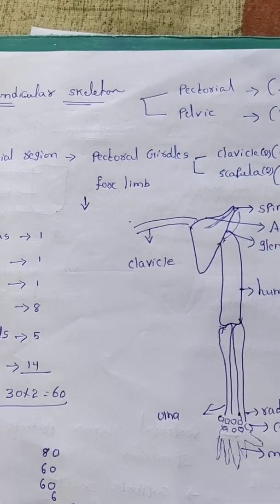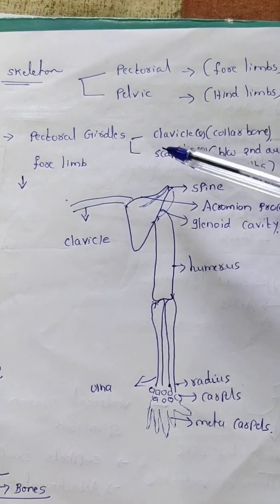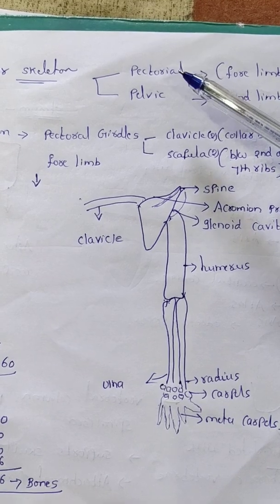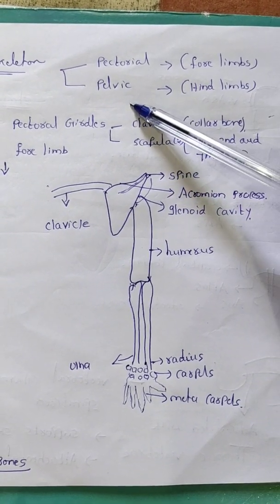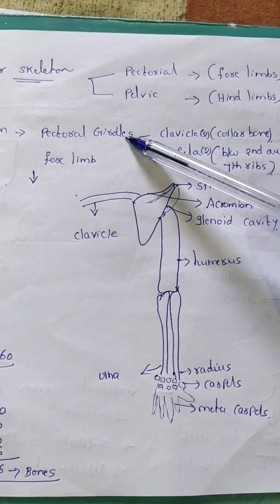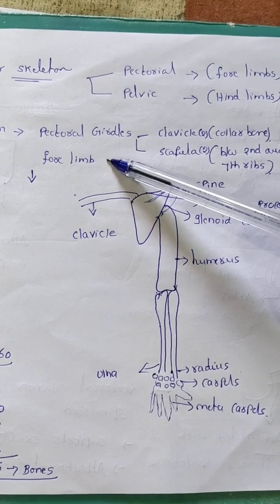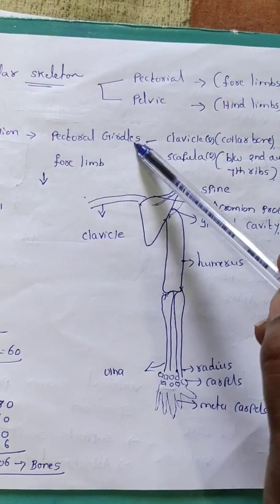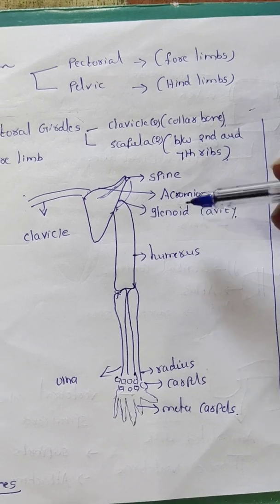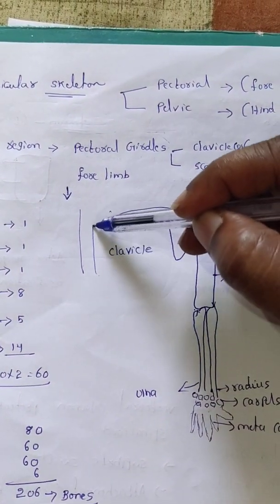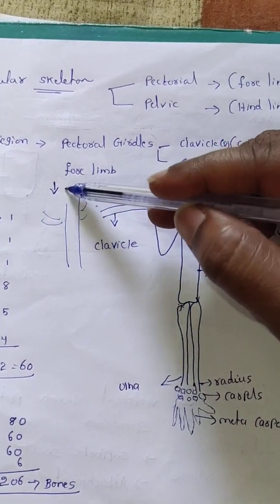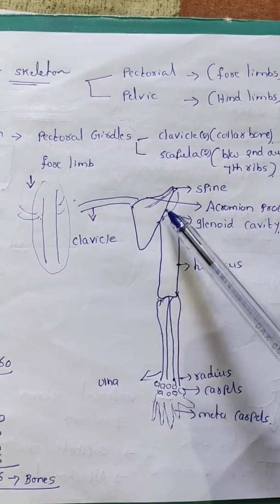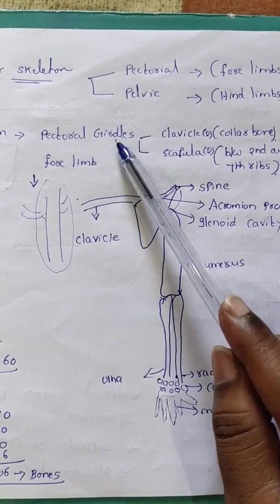the appendicular skeleton. See, I already said the skeleton has how many bones? 206 bones. The appendicular skeleton is divided into 2 parts. One is the pectoral part, another one is the pelvic part. The pectoral part has the pectoral girdle and forelimbs. See, what does pectoral girdle mean? The pectoral girdle is articulated with the axial skeleton. Suppose you think this is the axial skeleton, the middle bones, and the forelimbs are connected with the pectoral girdle.